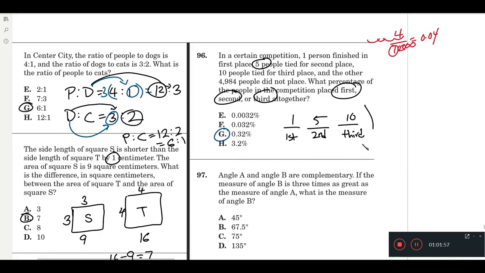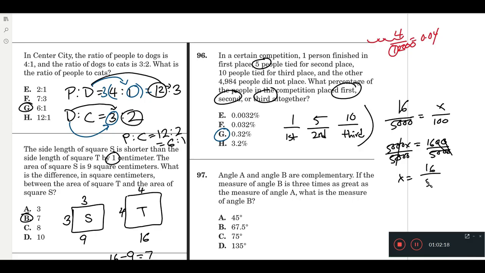Or I can show you another way. 16 out of 5,000, you want to know what out of 100, as a percentage. So you can also do a proportion and cross multiply: 5,000x equals 1,600. Divide both sides by 5,000 and you get x equals 0.32. You can also get rid of the zeros, so it's 16 over 50. Now we can times both by 2, so that's 32 over 100. That's 0.32%. That's it.